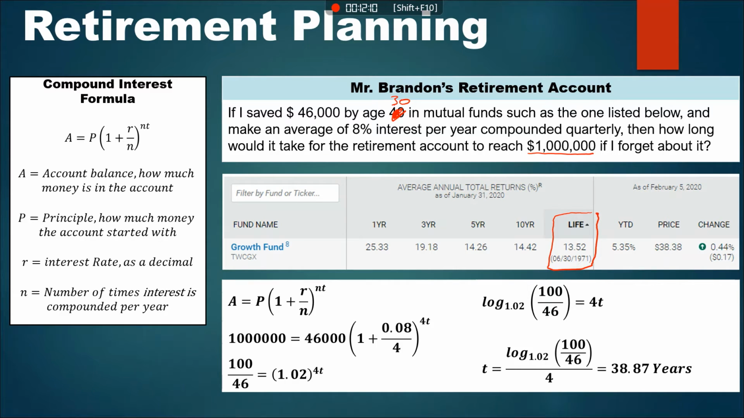Okay, so if I plug this in, we can use logarithms to solve. I'm going to divide both sides by 46,000, and then convert this into a logarithm. So if I do, I've got log base 1.02 of 100 over 46 is 4t, divided by 4, and I'll have 38.87 years. So that means by the time I am 69, this account will be worth $1 million if it continues to gain at least 8% interest.